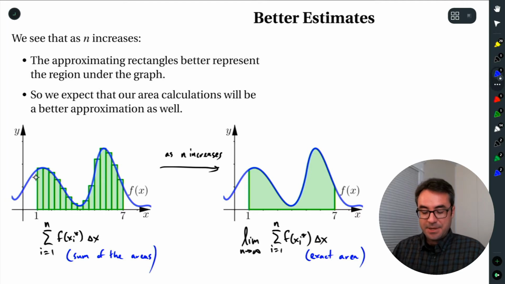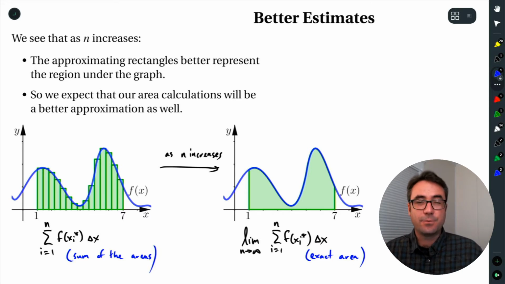So the Riemann sum gives us this rectangular representation for our region, and as we let n go to infinity, which we know how to do, that's the limit as n goes to infinity, those rectangles get thinner and thinner, and they give us a better representation for the area under the curve. If we calculate the area of all those rectangles and add them together as n gets really large, we're going to get the exact area for the region under the graph.